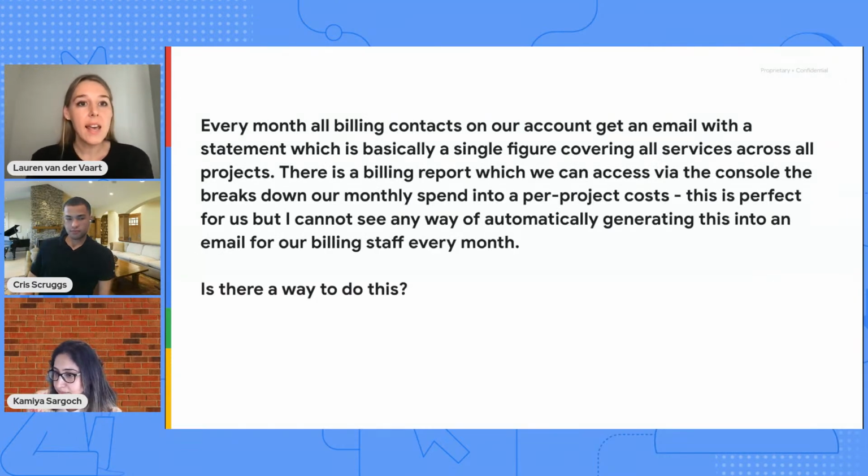All right. Every month, all billing contacts on our account get an email with a statement, which is basically a single figure covering all services across all projects. There is a billing report, which we can access via the console, that breaks down our monthly spend into per project costs. This is perfect for us, but I cannot see any way of automatically generating this into an email for our billing staff every month. Is there a way to do this?